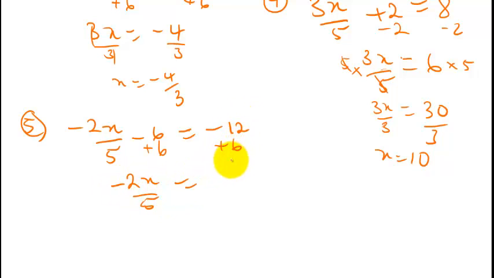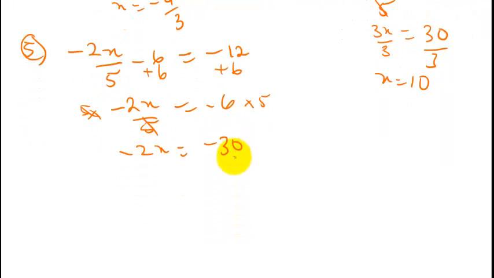Equals minus 12 plus 6. Minus 12 plus 6 is minus 6. Times by 5. The 5's cancel out, that's the whole point. Minus 6 times by 5 is minus 30. And then how do I get rid of a negative 2? That's being multiplied by x. I divide it by negative 2.